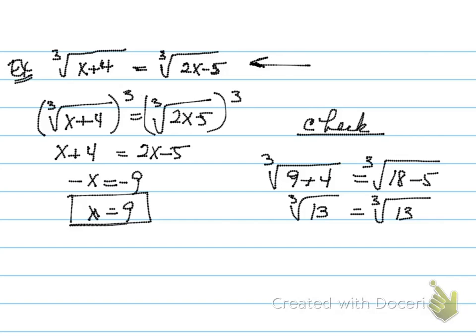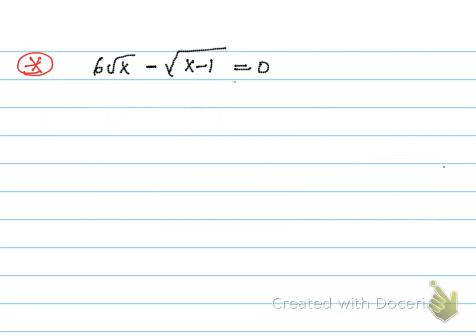Alright, let's switch the page if you're ready. And here's our last example. Notice I've already marked it as something that you have to be careful with. We have two radicals. Let's put one on the right side. I'm going to move the negative square root of x minus 1 over. It's a square root, so we're going to square each side.